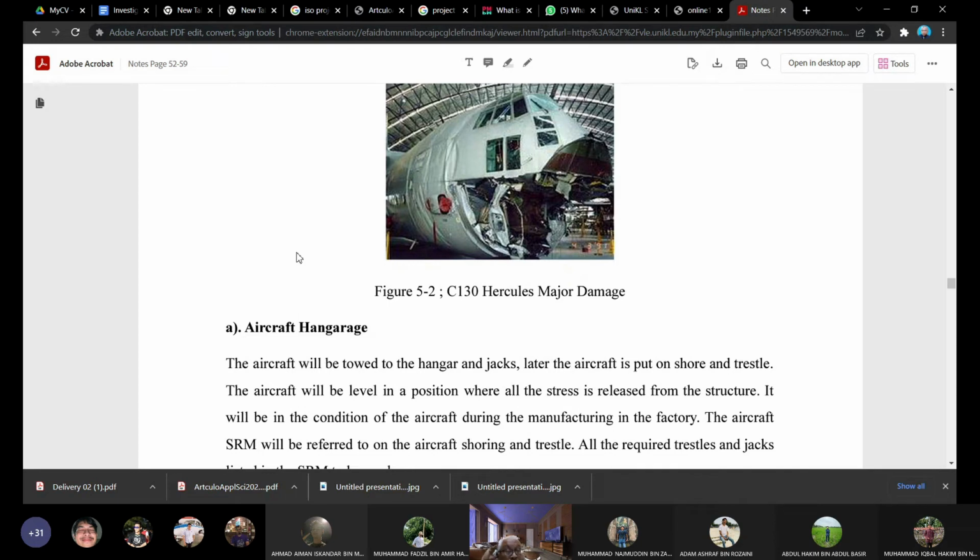Because why? Because we need to see the natural condition of the aircraft structure for us to be able to determine the detail, the real extent of the damage on the structure. Otherwise, if the structure is not in the relaxed condition, in the free condition, you may not be able to see the detailed damage.